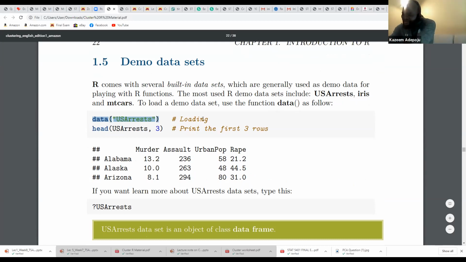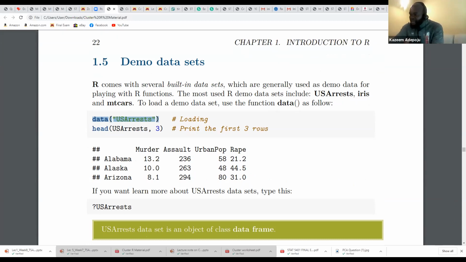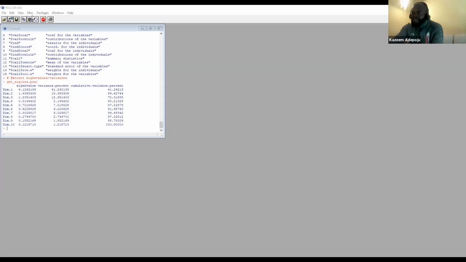US arrest. I'm interested in that data set. Let me go to my R right now. There's something I'm actually going to show you. I'm going to stop my share and go to R right now. I want us to use the data set US arrest, but let's see what is in the data set.